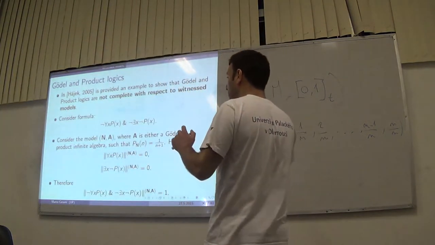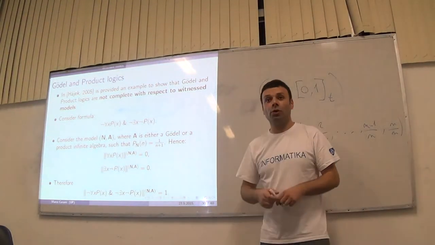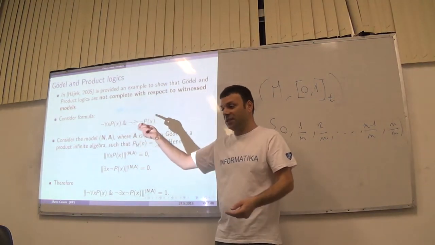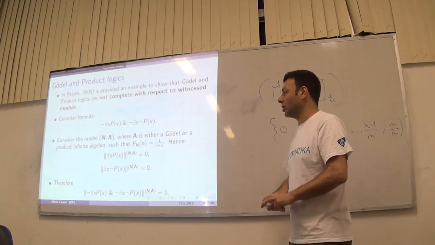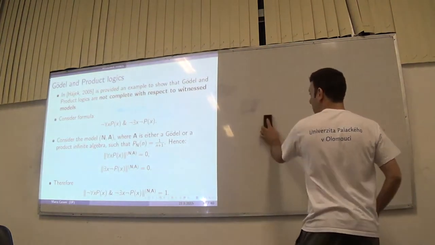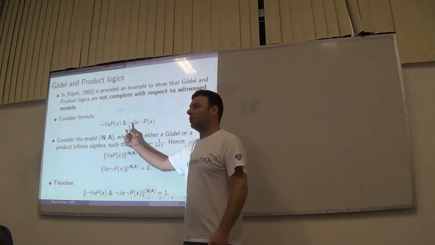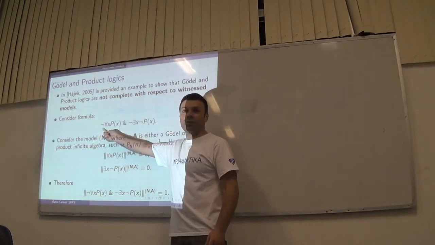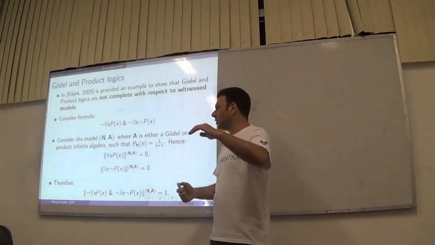What happens with the other famous logics? Gödel and product logic are not complete with respect to witnessed models, in the sense that the axiomatic extension of Gödel and product logic by means of these axioms, the witnessed axioms, are not equal to the same Gödel and product logic. To see this, consider this formula. This is usually a contradiction in classical logic because the universal quantification can be described by means of this, and this is a negation of the universal quantification. But in fuzzy logic, it has not value 1, but sometimes it has value 1.